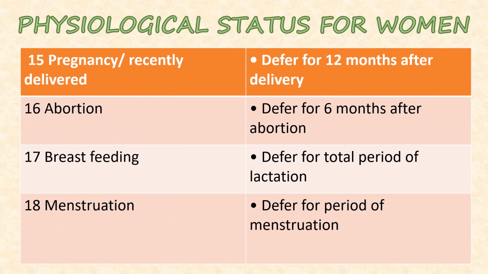Then physiological status for women. If the woman is pregnant or recently delivered, then defer for 12 months after delivery. In case of abortion, defer for 6 months after abortion. Breastfeeding, defer for the total period of lactation. Menstruation, defer for the period of menstruation.